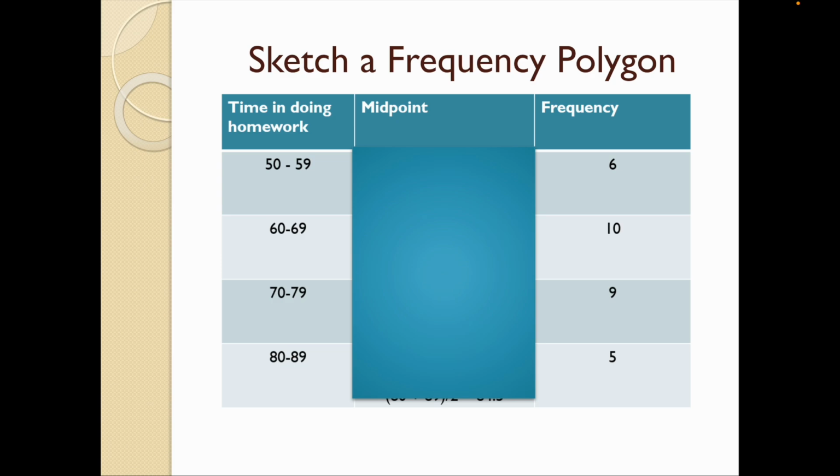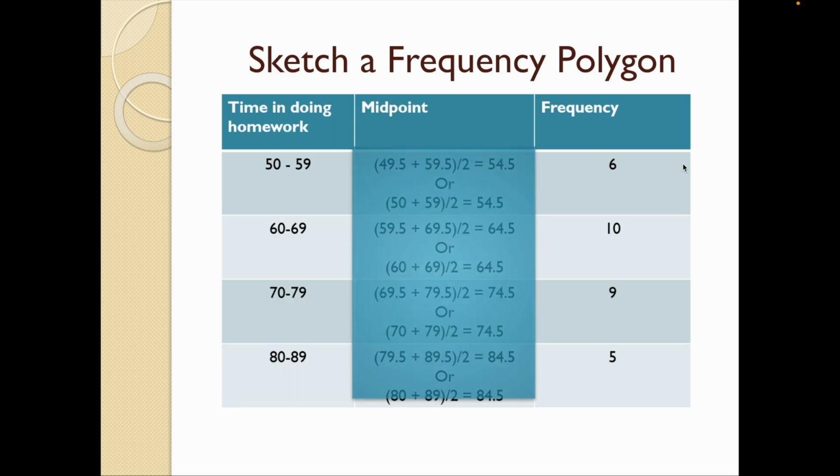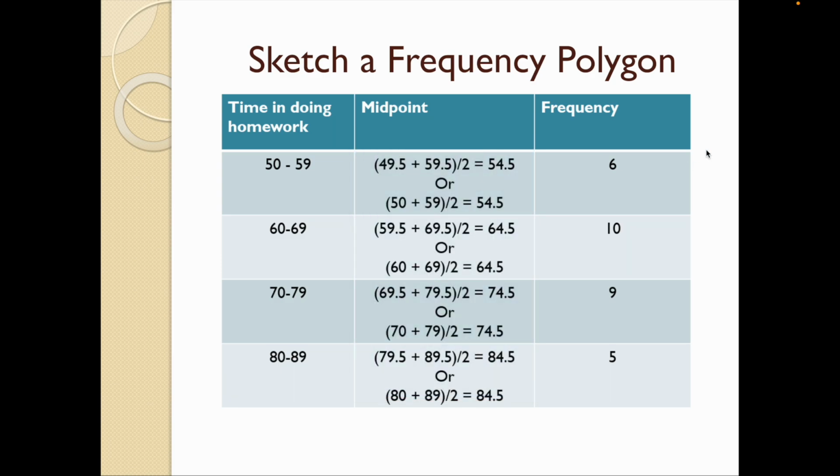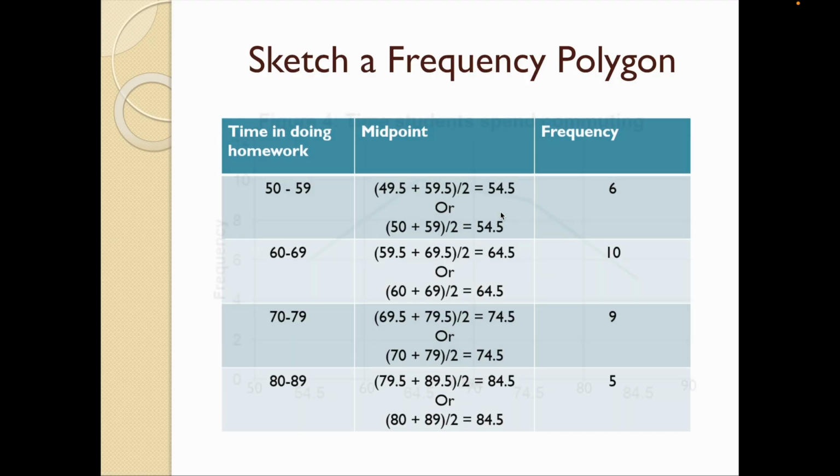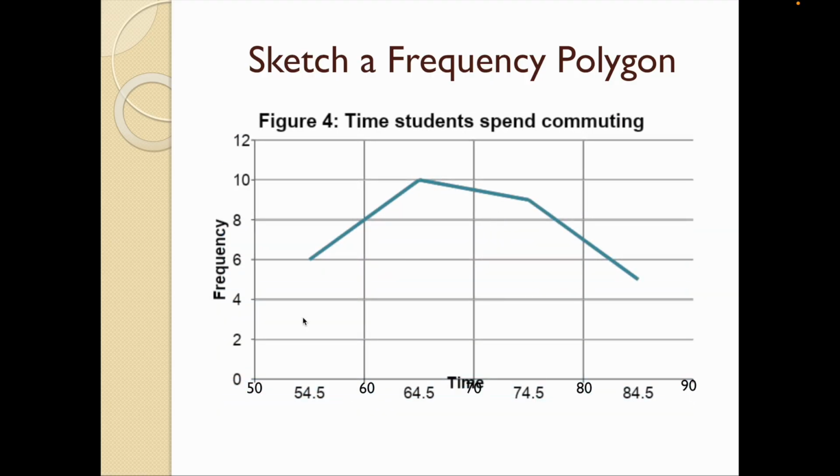All right, so let's go through this, right? So this is how we get a midpoint. We use one of these concepts. We've got to get the midpoint either way. So we could either add the boundaries and divide them by 2, you get 54.5. We're going to add the limits, divide them by 2. We're still going to get 54.5. Okay. So once we've got the midpoints, then we could use those points to try and plot this.